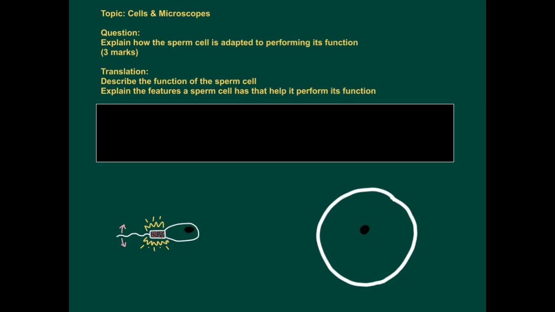This is an exam application tutorial on cells and microscopes. The question is, explain how the sperm cell is adapted to performing its function. This question can be translated and divided into two simpler questions.